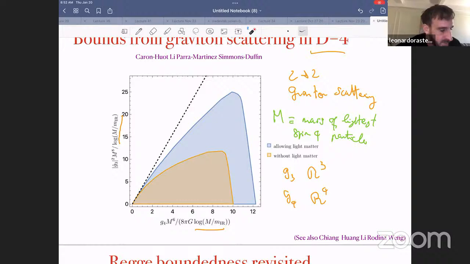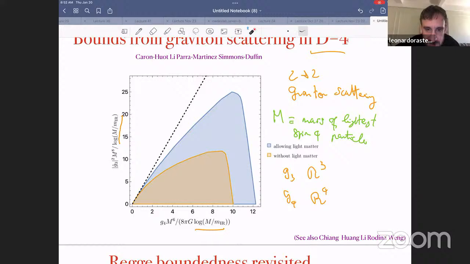So G3 and G4 decay with the mass of the higher spin threshold as expected from effective field theory, but now with precise bounds. You see that if you make the stronger assumption that there is no light matter, you only have the massless graviton up to the scale of spin 4, then of course you find stronger bounds because you're making stronger assumptions. But what is absolutely non-trivial is that there are any bounds at all, even if you are allowed arbitrary light matter states, quote unquote matter states, which are spin zero, spin two.